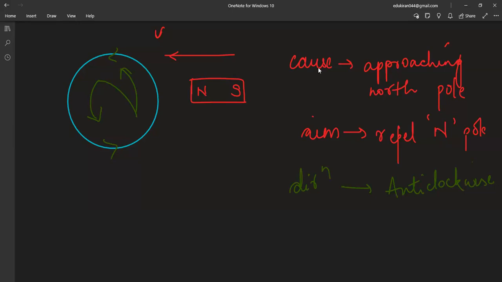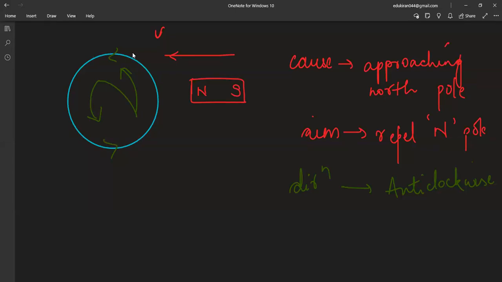How did we discuss it? Approaching north pole was the cause. So this is Lenz law, that it will oppose the cause that is producing it. So if north pole is approaching, it will develop the direction. So see, now relate the law.